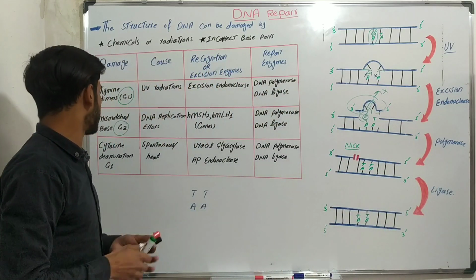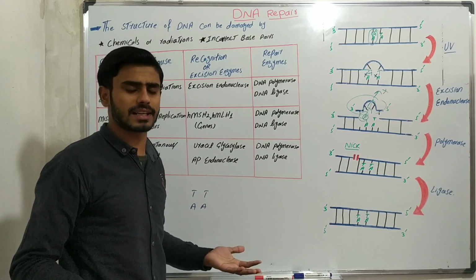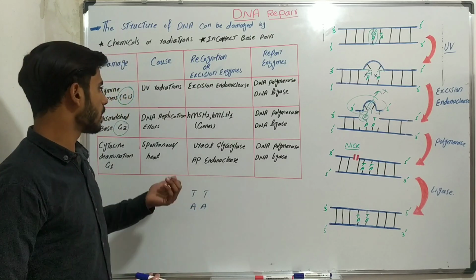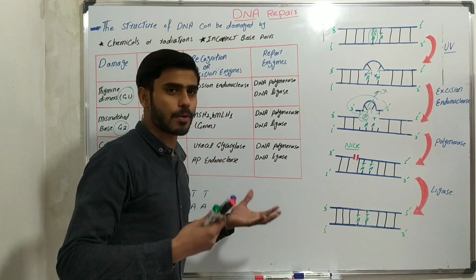So what is the mechanism? A mismatch may happen. Even though DNA polymerase has proofreading activity, there may be a problem, but very rare. That problem is solved by these two genes, which encode the proteins, the enzymes.